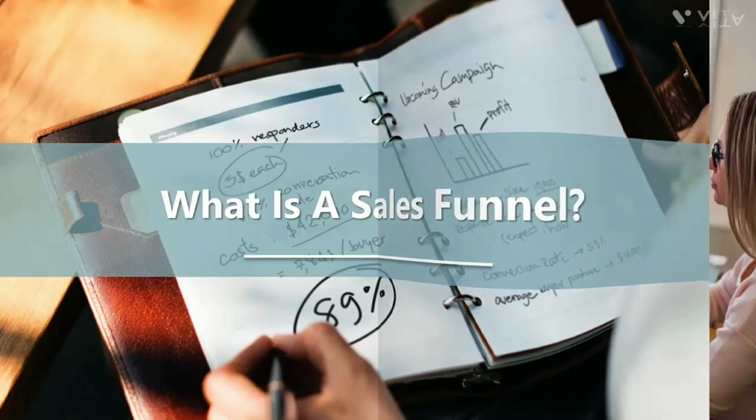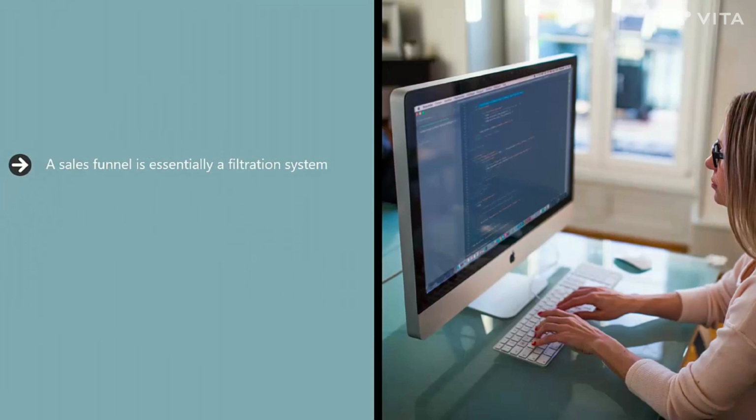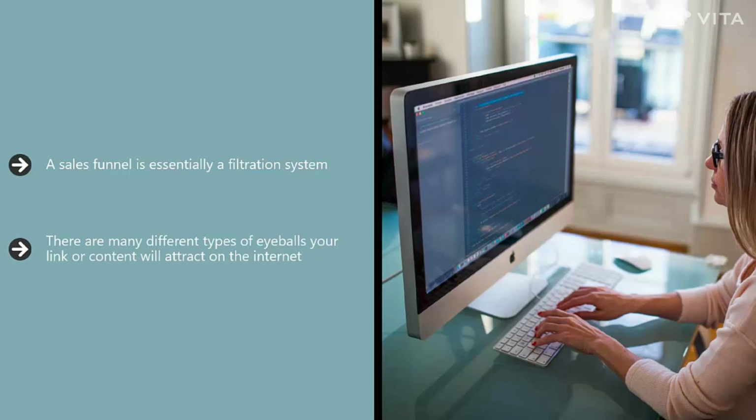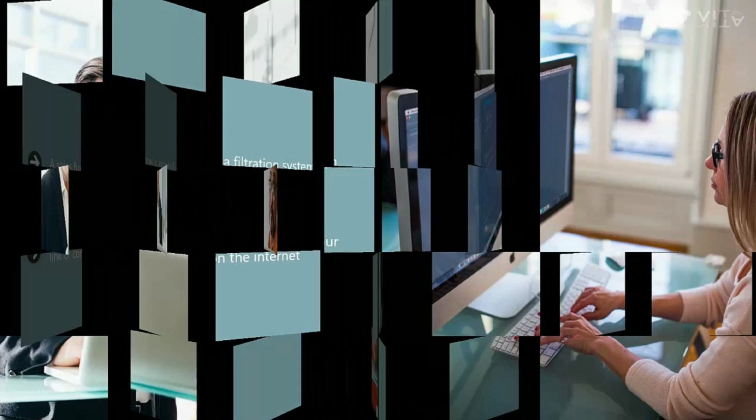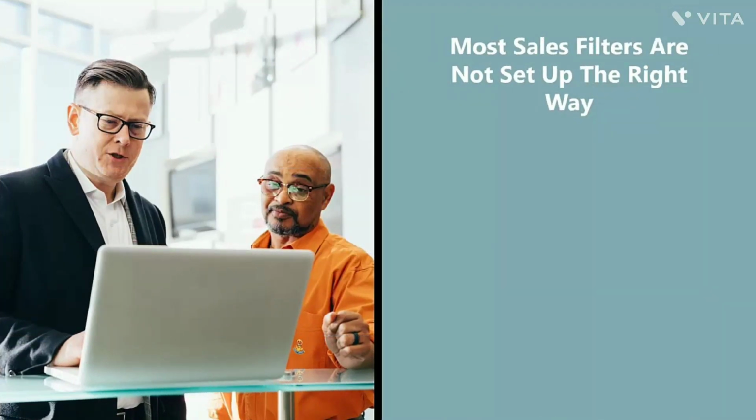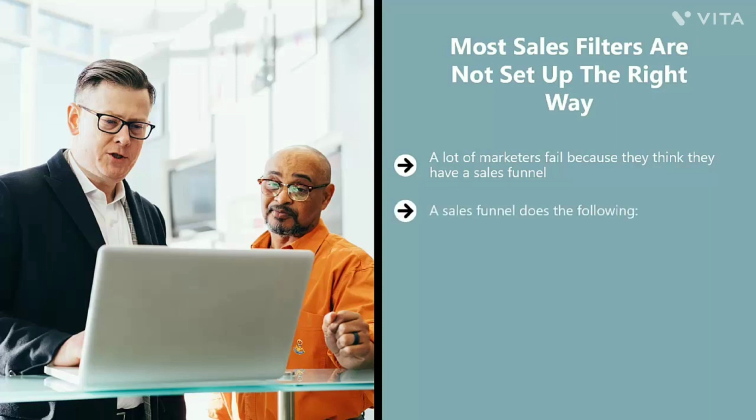What is a sales funnel? A sales funnel is essentially a filtration system. There are many different types of eyeballs your link or content will attract on the internet. Most of these are not interested in buying, at least not right now. Your sales funnel helps you process all these people to maximize the amount of dollars you can get out of them. Most sales funnels are not set up the right way. A lot of marketers fail because they think they have a sales funnel. What they have is a leaky bucket. Know the difference.